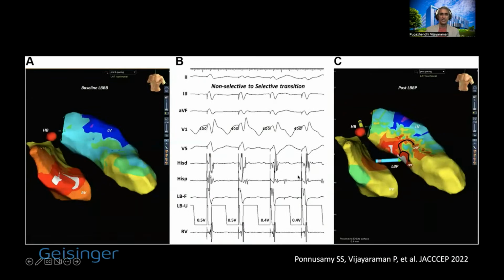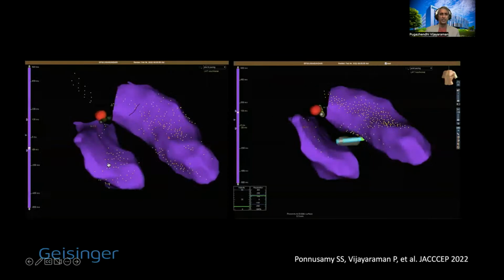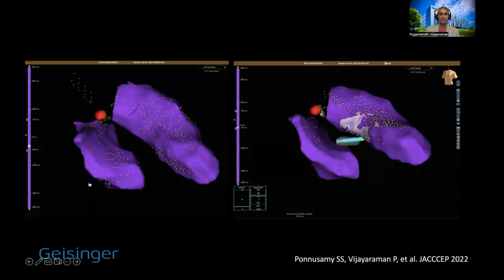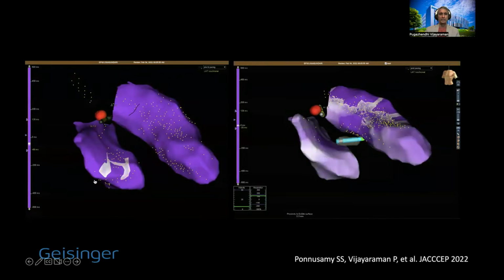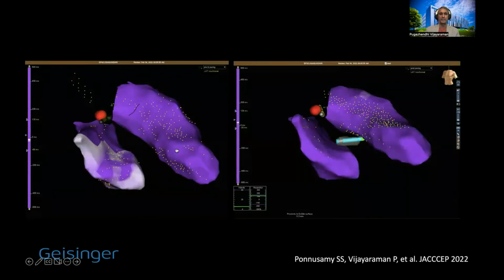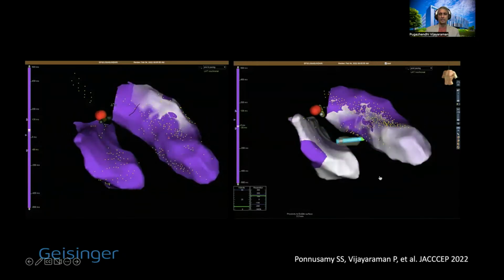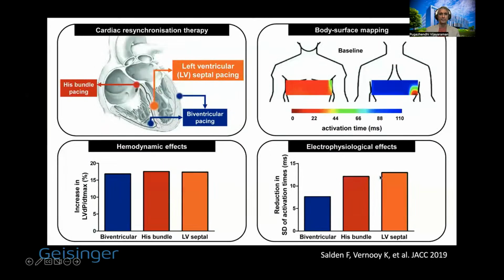Similarly, here is a nice illustration from a case study showing abnormal activation in left bundle branch block and complete normalization of LV activation using left bundle branch pacing. And this shows you the clinical, let me see if the videos will play, showing the activation patterns during left bundle branch block and during conduction system pacing utilizing left bundle branch pacing.